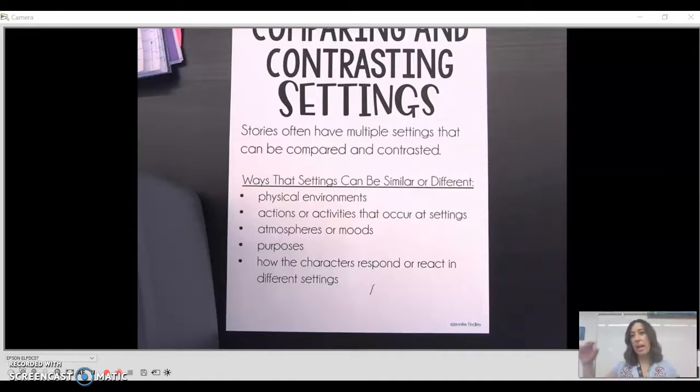But we can also look at the actions or activities that occur in a setting. So in this setting, these things happen. But in this setting, these things happen. We can also look at the atmosphere or mood that's created by a setting. A mood is another word for the feeling that you get.